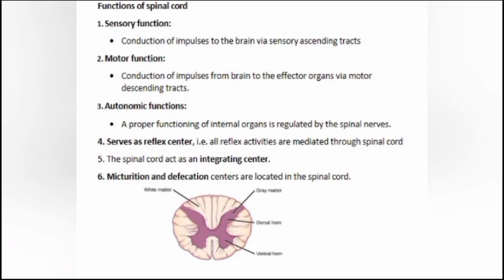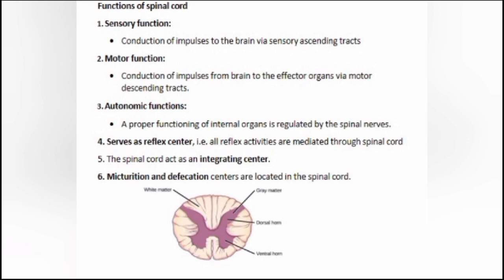Next is the functions of the spinal cord. It has the functions: sensory function, motor function, autonomic function. Just remember, when you are touching a hot object, suddenly an impulse is passed into your brain, then you take your hand away, right? That's what is sensory function. Because when you touch the object, the impulse is sent from the stimuli to the brain, that is sensory, and from the brain to the affected organs, that is the motor function. And then it has the autonomic function.